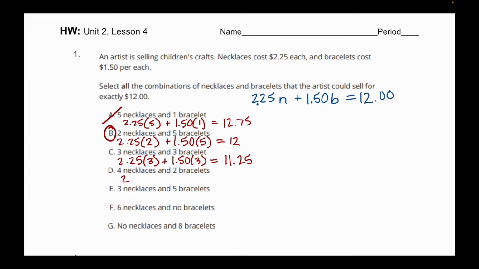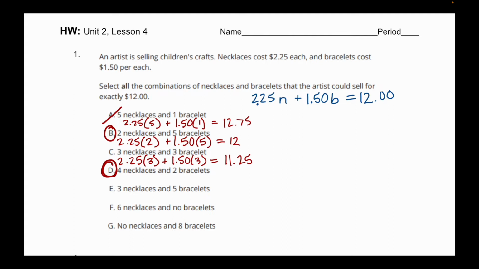I'm not even gonna write out the next couple ones. I still have it in my calculator. I'm just gonna plug in different numbers here. So if we plug in the 4 and we plug in 2 for bracelets, this is gonna work and give us exactly $12. So this one would work as well. We would just be plugging things in the same way. 2.25 times 4 and 1.50 times 2.